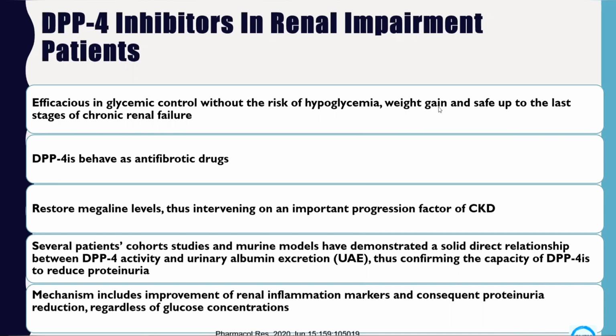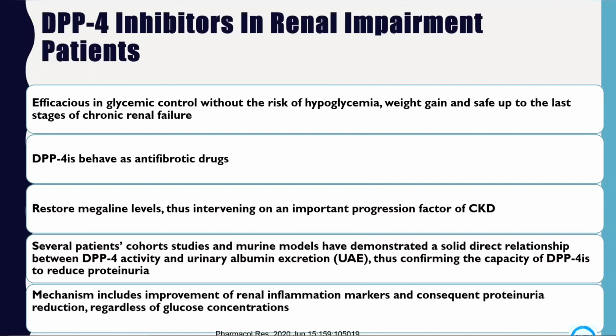And they are weight neutral, and it can be used though with the modified doses in patients with chronic renal failure or renal insufficiency of various grades. They may be working as antifibrotic agents. Similarly, the levels of megalin are maintained, so the renal damage through the apoptosis or fibrosis, endocytosis and all are probably controlled to some extent, but this needs to be verified in further studies.